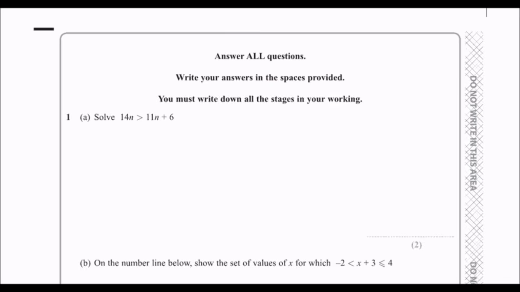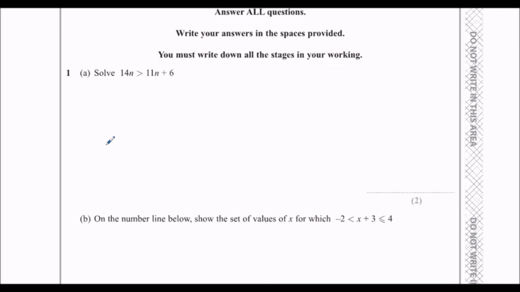Question 1. So we've got an inequality. We're solving the inequality 14n is greater than 11n plus 6. So we want to get rid of the smallest n first. So that's 11n. And we're going to take 11n away from both sides.